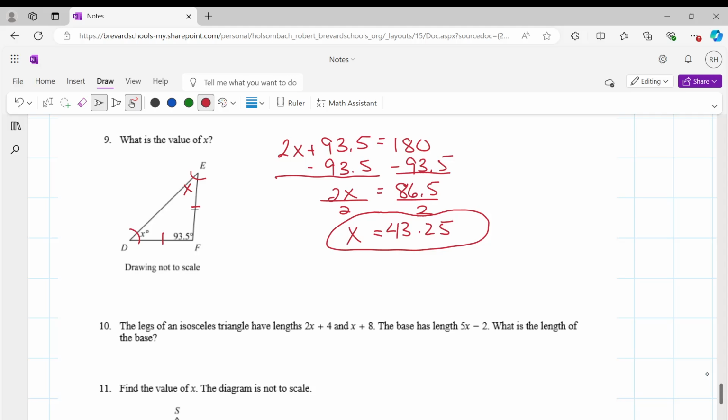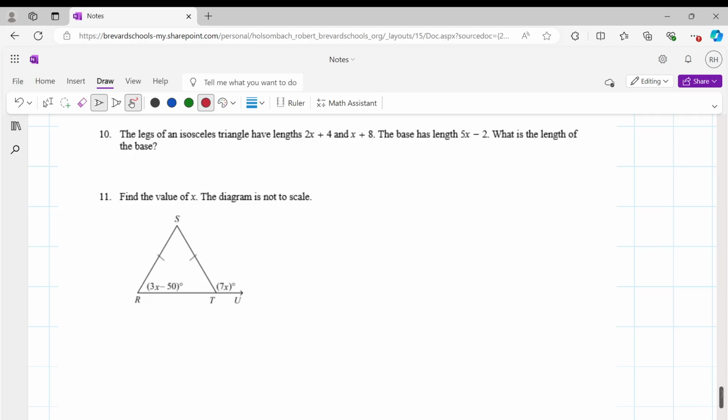Problem number 10, another isosceles triangle. We're going to draw this one though. The legs of an isosceles triangle, remember the legs are the congruent sides, are 2x plus 4 and x plus 8. The base has a length of 5x minus 2. What is the length of the base?